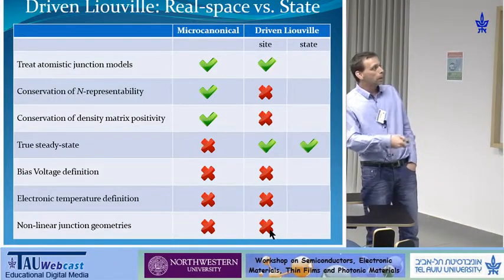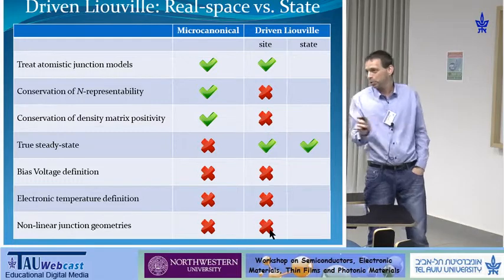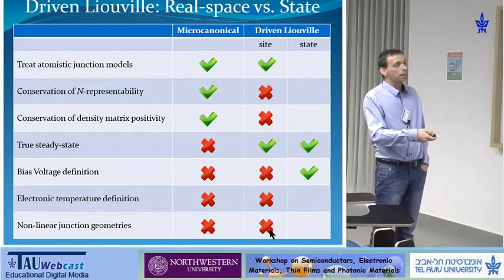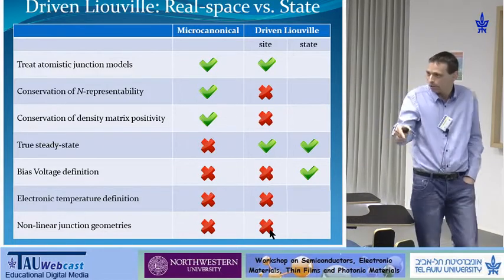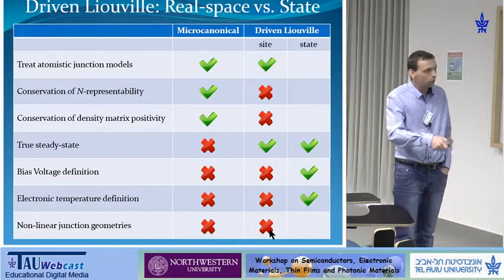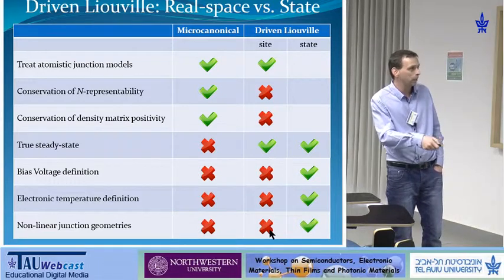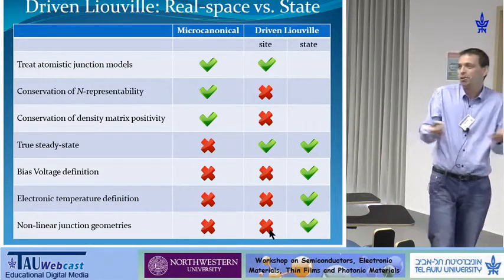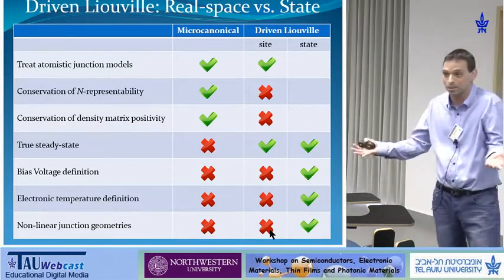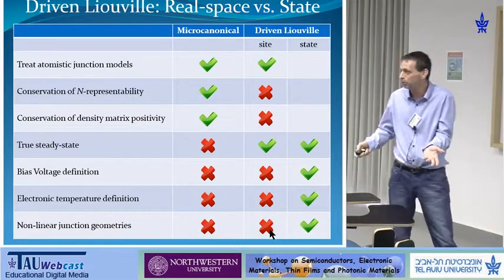Now let's compare. First of all, we have a true steady state, just like before, because we add those driving and damping terms. On top of that, now we have a good definition of the bias voltage, which is kind of nice. We also have a good definition of the electronic temperature. We can treat any type of molecular junction, because we don't really have a geometry here. We don't have atoms, we have states. So you can add as many of them as you would like in your model.